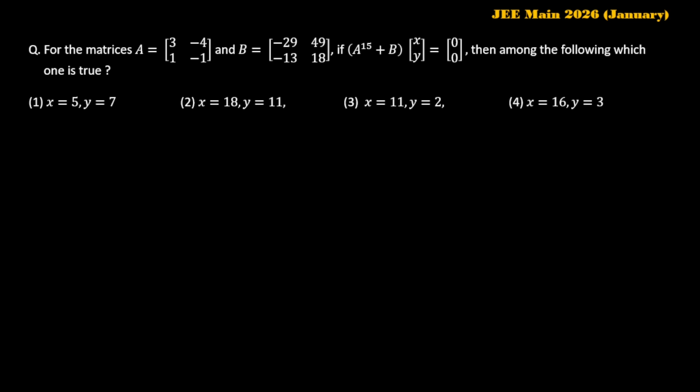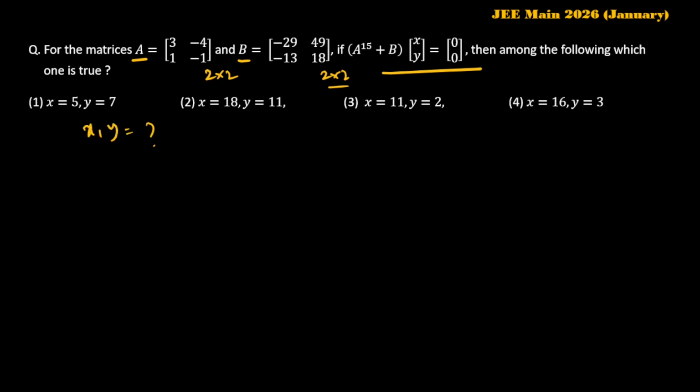In the question, two matrices A and B are given. Both are 2 cross 2 matrices, and one condition is given: A power 15 plus B multiplied by the matrix [x y] is equal to the 0 0 matrix. Then it asks which option is correct, that is, what is the value of x and y.